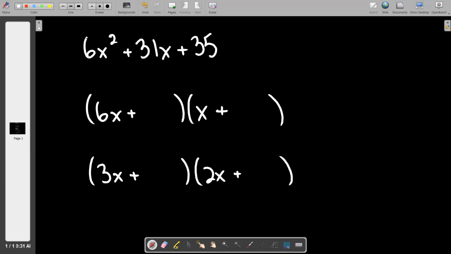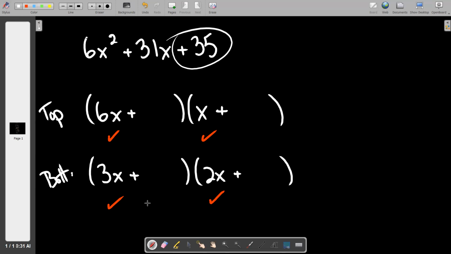I mean, the only way to make 6x squared is either 6x times 1x or 3x times 2x. You agree? So these are my workspaces. And what numbers come to mind when I tell you I need you to make 35? Yeah. So which template, top template or bottom template? Okay, so let's go to the bottom template. And if it doesn't work, that's okay. We'll go work on the top template. And you said 5 and 7? So like this, 7 here, 5 here.